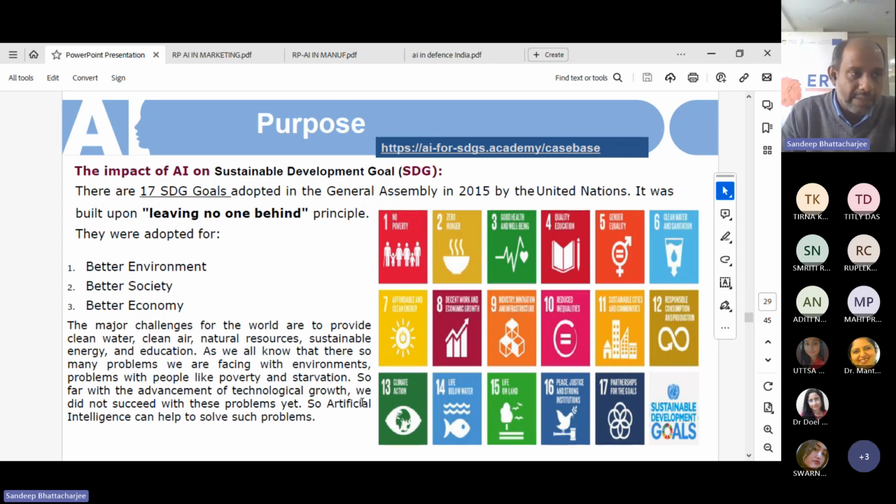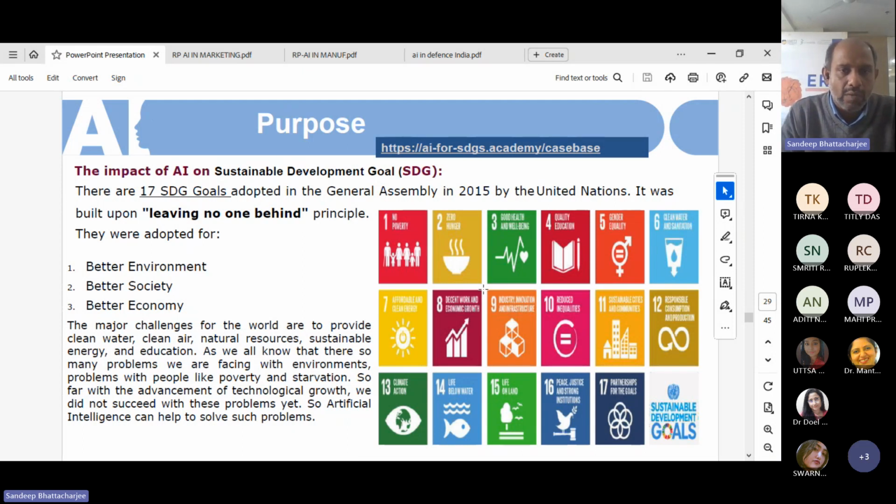Now, the development of AI, of course, there are certain goals which have been laid down by United Nations in General Assembly in the year 2015. So that is also a very, very critical area of development, which is actually propelling the current development phase. So it basically tells us what kind of targets we have at present and how these targets can be fulfilled. So there are 17 SDGs which were adopted.